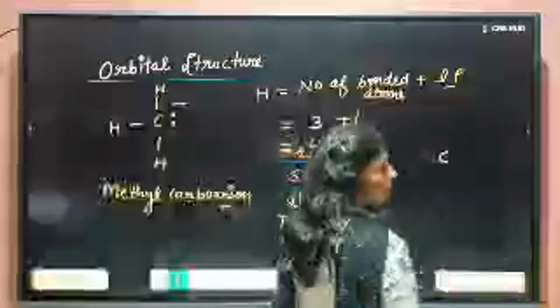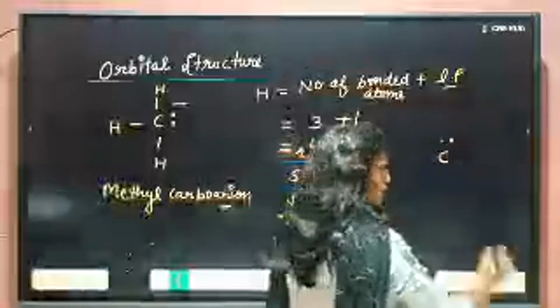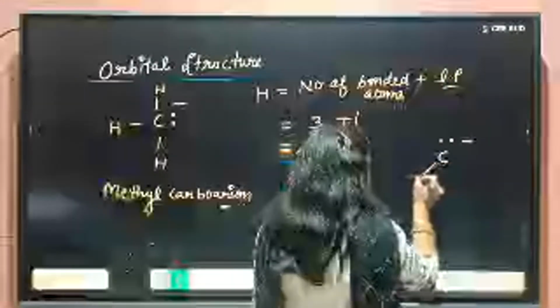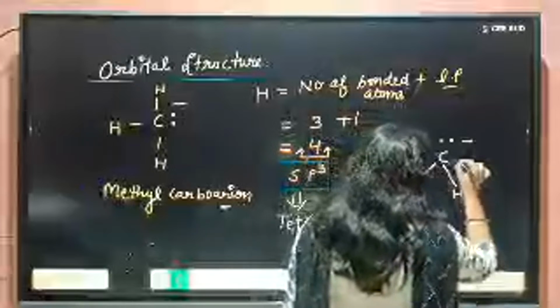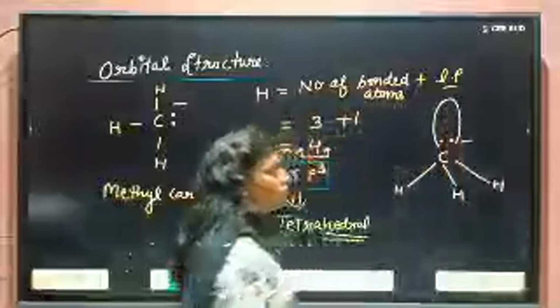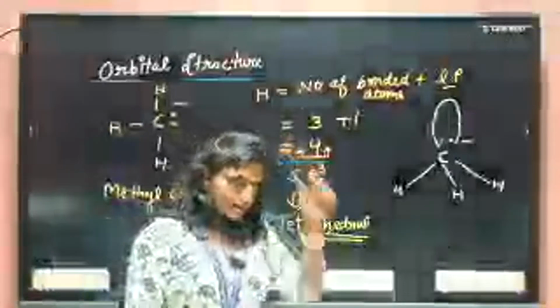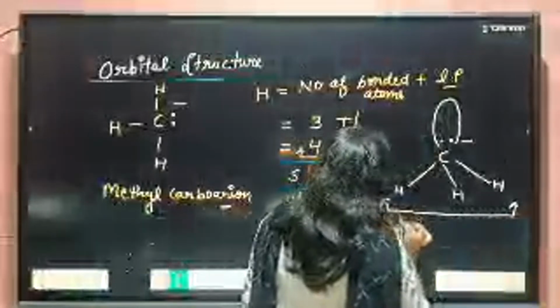So how can we draw the structure for this carbon, having one lone pair of electrons? It has a negative charge also, and it is forming three bonds with hydrogen. So in this way we can draw the structure. Clear? And what type of shape is it? It is pyramidal.